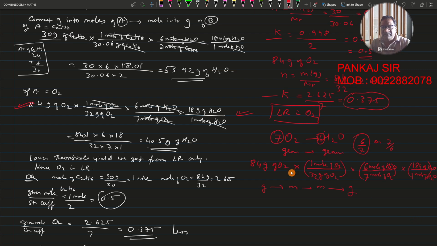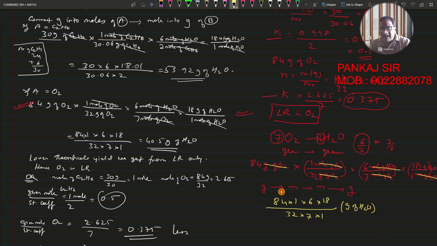Fine. Now you can see very nicely, I will be cutting out with a different ink. Can you see this gram of oxygen? Gram of oxygen is gone. This mole of oxygen and this mole of oxygen is gone. This mole of water and this mole of water is gone. Now we are left with 84 times 1 times 6 times 18 whole upon, you have 34, 32 times 7. That's it, and 1. And what is left out is this grams of water.